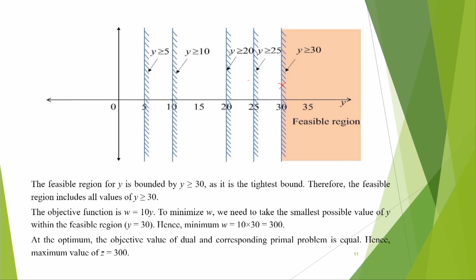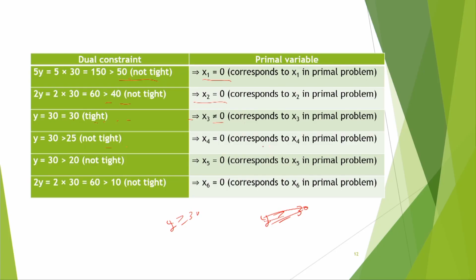Even if I move a little bit here and there, this constraint, as if it is not there, I am not touching it. Okay, so that is why it becomes like that. So x4 is equal to 0. Similarly, y is equal to 30. 30 is greater than 20, so it is not a tight constraint. Okay, so x5 is equal to 0.